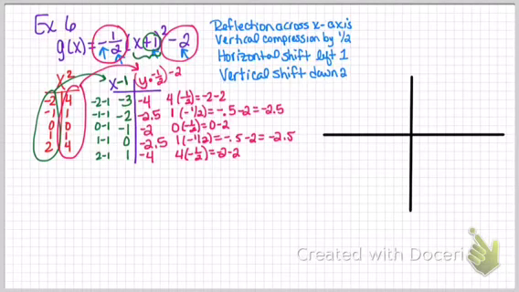Alright, so when I go to plot my points, I got negative 3, negative 4, I've got negative 2, negative 2.5. Remember, negative 2.5 is just in between negative 2 and negative 3. And I got negative 1, negative 2, 0, and negative 2.5, 1, and negative 4. And so here is my new graph.